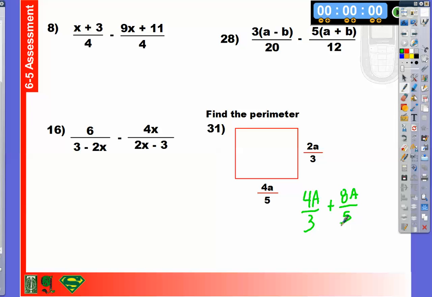In order for us to add fractions, what must be true? Common denominator. And so what do I need? So let's convert these to common denominator. Obviously, 3 and 5 both go into 15. So we have 20a over 3 plus... 15. Thank you, 15.